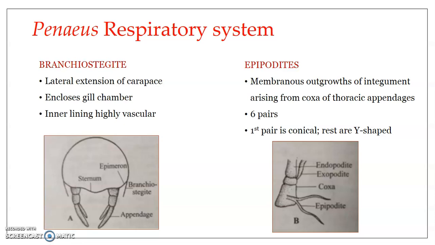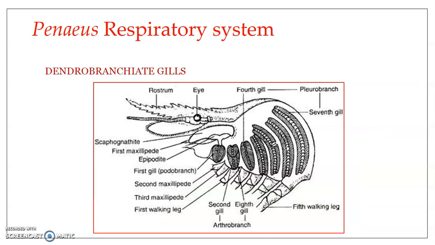Okay, it is again very thin and supplied with vessels, and these membranous outgrowths help in the respiration. So the inner lining of the branchiostegite as well as the epipodite. Coming to the gills, as already mentioned, gills are the most important respiratory organs in the Penaeus.